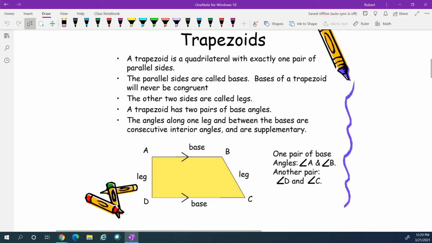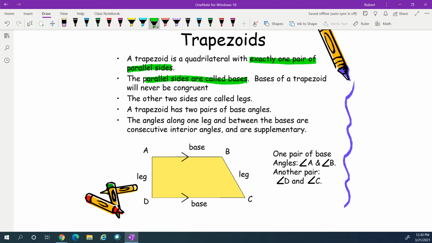In trapezoids, we have only one pair, exactly one pair of parallel sides. Now, those parallel sides are called the bases. So we have some terminology. We've used all of this vocabulary before when we did triangles. Well, now we have a trapezoid. Think of a trapezoid kind of like a triangle where the point is cut off. So we have bases, we have legs, things like that.